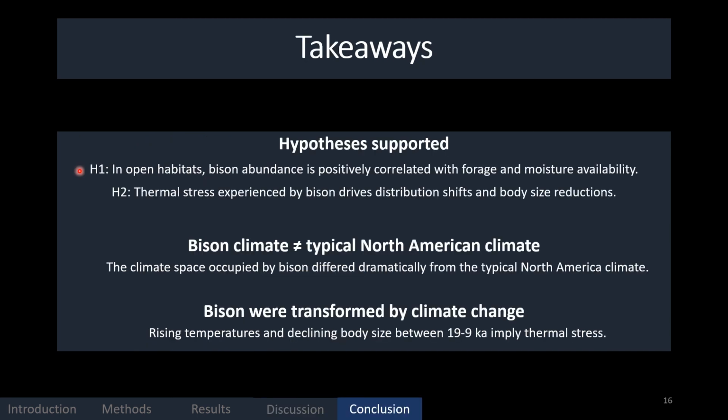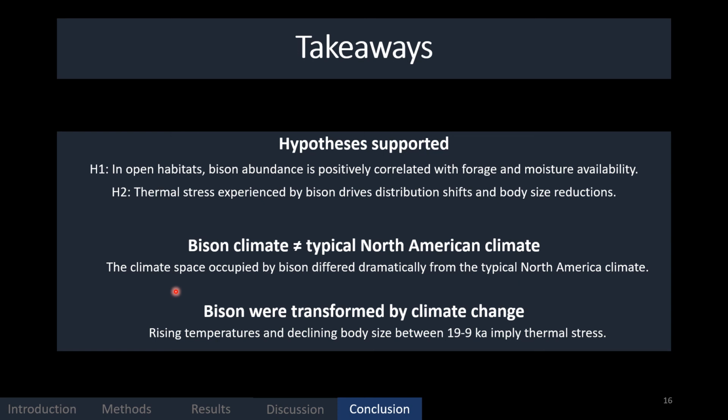So a couple of takeaways. We do think that both of our hypotheses are supported. Bison abundance does increase where and when moisture is high, and the opposite is also true. And thermal stress experienced by bison did appear to drive shifts in their distribution and body size dynamics. So bison climate is not the same as your typical North American climate, and that has implications for how we think about and understand the influence of climate change on these species, which may experience climate change far differently than what we might just average over the entire continent.